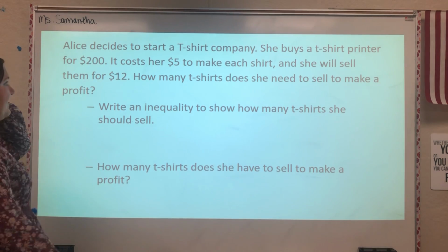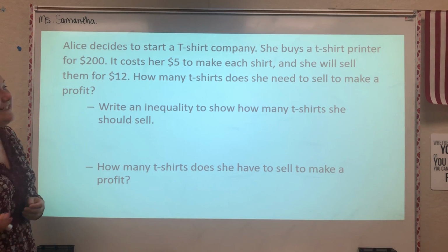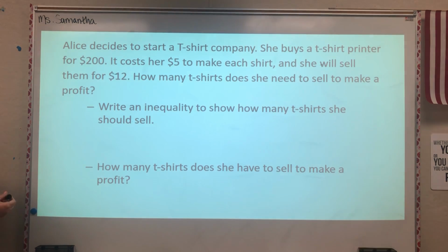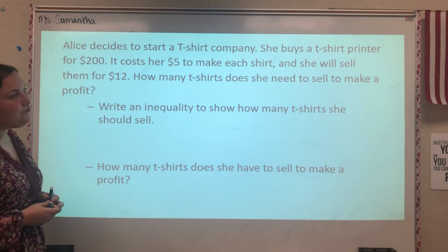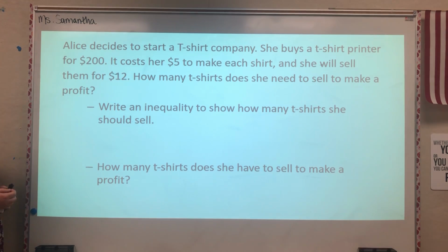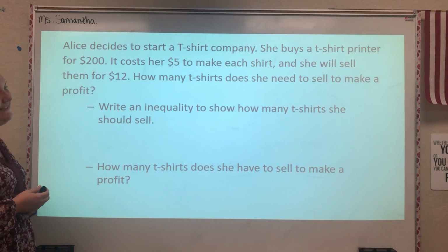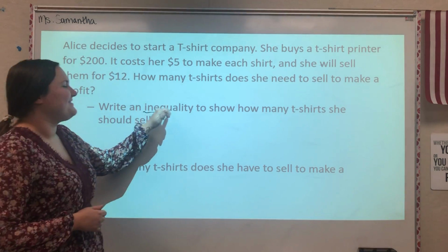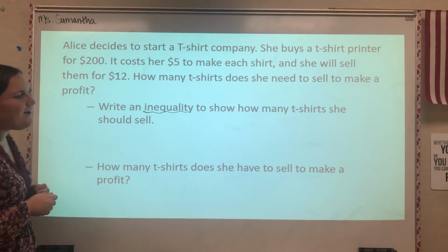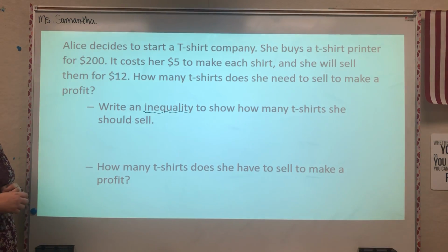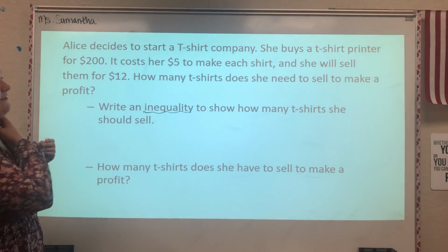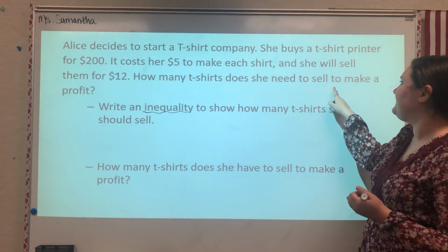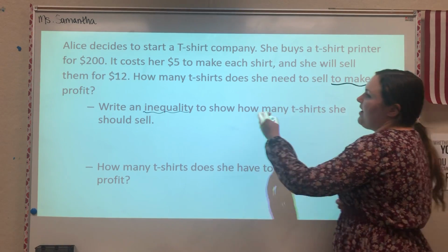So the next one says, Alice decides to start a t-shirt company. She buys a t-shirt printer for $200. It costs her $5 to make each shirt, and she will sell them for $12. How many t-shirts does she need to sell to make a profit? And again, that first question is write an inequality. Write an inequality to show how many t-shirts she should sell. Now they're giving us a lot of information here. Let's start going through it. We're trying to find how many t-shirts she needs to sell to make a profit.